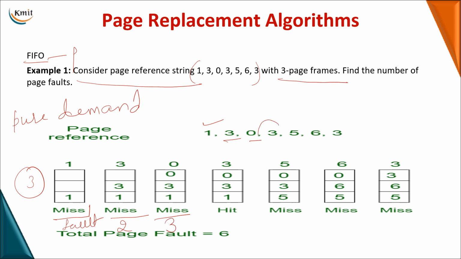And the next page you want to refer to is 3. When you want to refer to 3, you check: 0, 3, 1. 3 is already there, so you need not bring it again. This you call a hit.